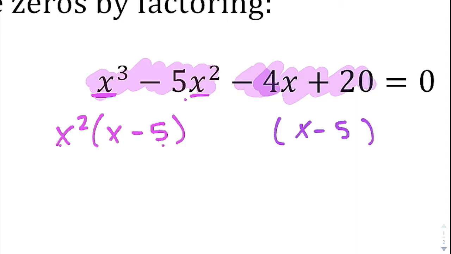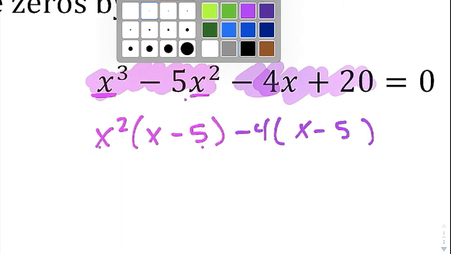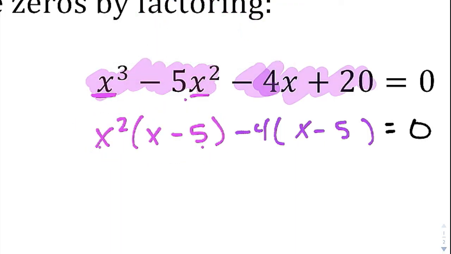And so now I need to think about what times x gives me negative 4x. That answer would, of course, be a negative 4. Negative 4 times negative 5 turns out to be 20, so we lucked out. This is not only just factorable, but it's factorable by grouping. Now our job is to continue to extract the zeros.